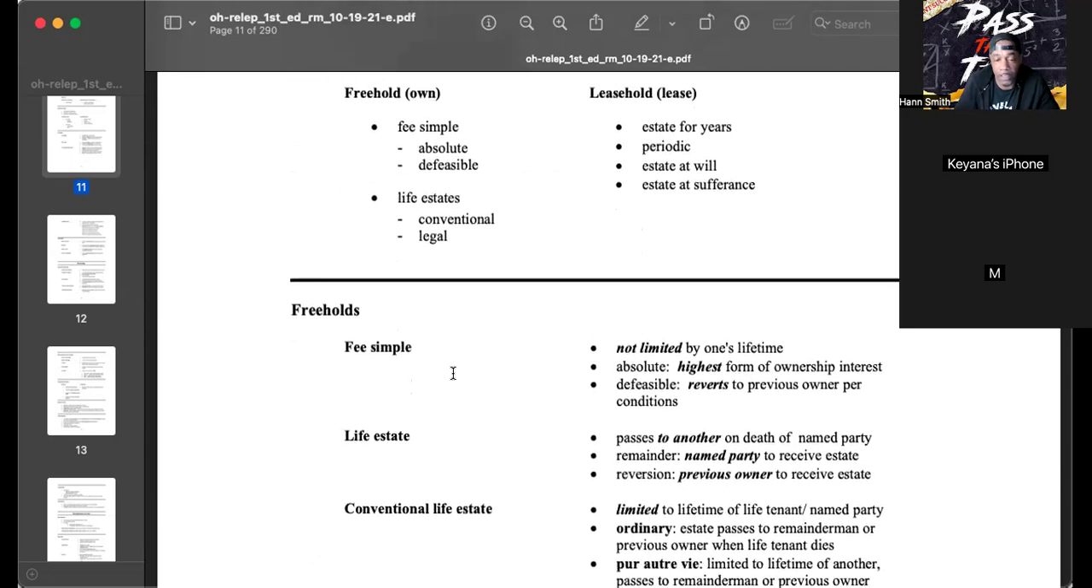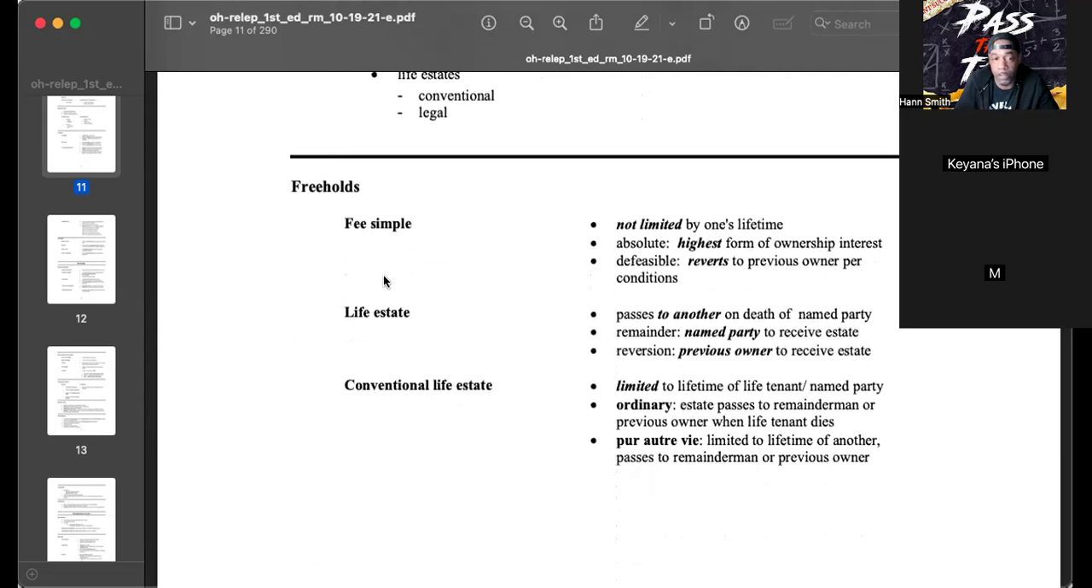Now, here are some of the explanations of what the freehold estates are. All right, the fee simple estate is not limited by one's lifetime. That fee simple absolute estate will pass on to their heirs. Absolute means the highest form of ownership interest. All right. Now let's talk about fee simple defeasible. It reverts to the previous owner per conditions.